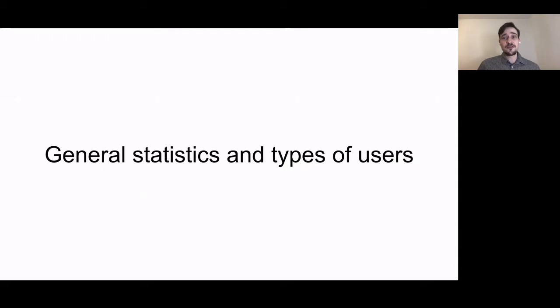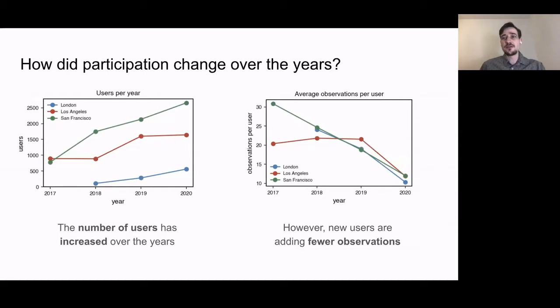First off, we've looked at some general statistics of the observations and at the users that make those observations. One thing we looked at is how participation changed over the years. Here on the left, you can see the users per year. We have a couple of hundred or thousand users in each challenge, in each city. We have most users in San Francisco and Los Angeles, and London is fairly small in comparison. But overall, the number of users has increased over the years.